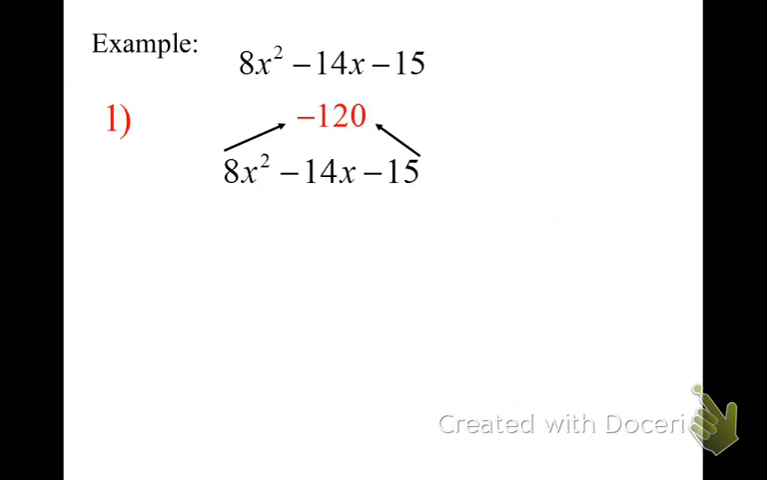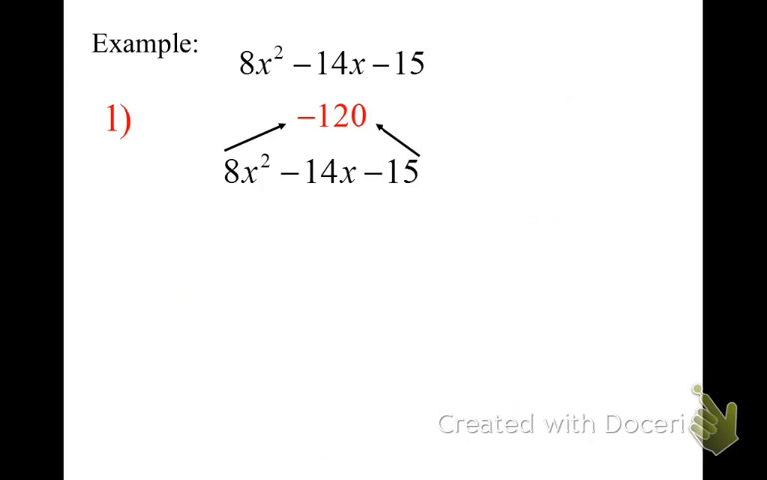The very first step of the four-step method is to multiply the first term, a, which is 8, times the third term, c, which is negative 15. 8 times negative 15 is negative 120. The second step then is to find the factors of AC, negative 120, that add to b. b is negative 14. So what two numbers will do that?